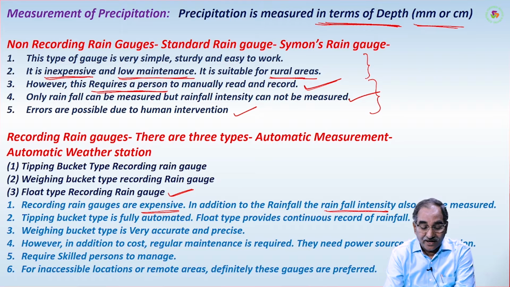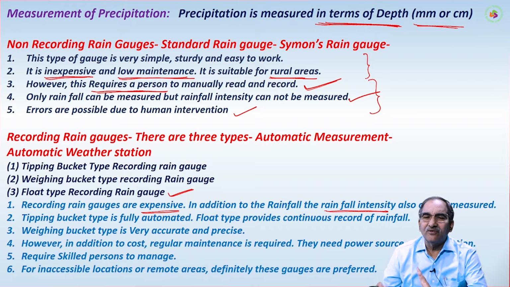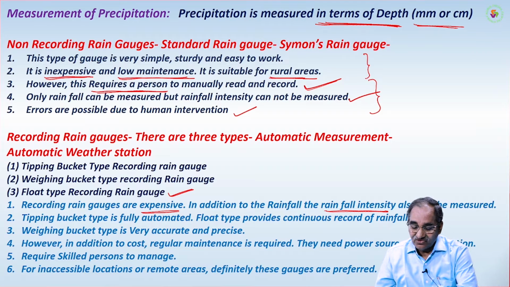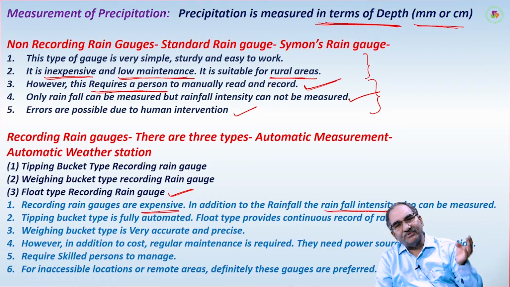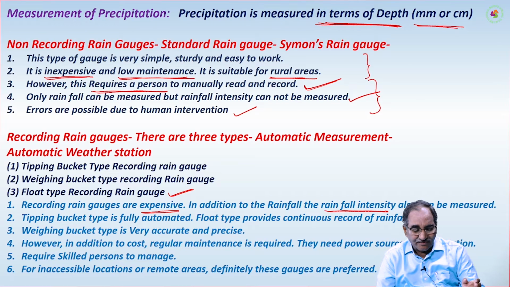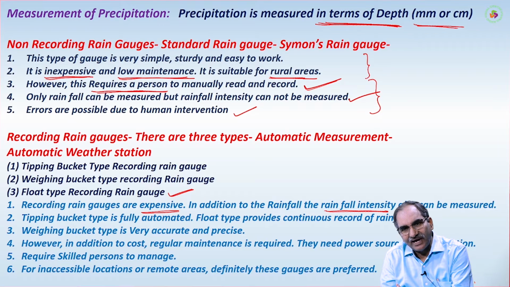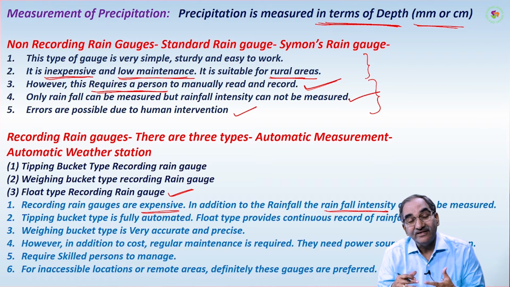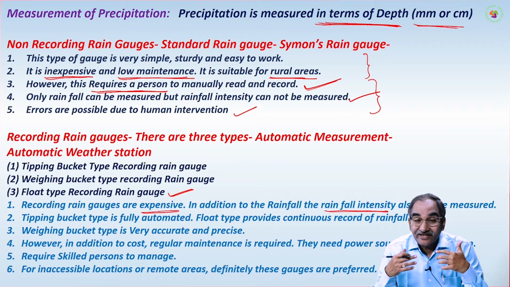The next one is that the tipping bucket type is completely, fully automated. In any automatic weather station, we normally use these types of recording rain gauges. That is the second thing. Even the float type is an automatic thing. So whether it is the tipping bucket type, the weighing bucket type, or the float type, all three are self-recording rain gauges. They are fully automatic, and they are all used in automatic weather stations. The advantage is for inaccessible points, where we cannot go daily.